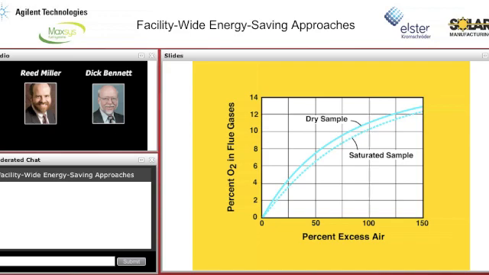Then in the lower curve, you have a saturated sample, and this would be the curve that you would use if you have a so-called in situ oxygen analyzer, where the analyzer is stuck right in the stack and samples flue gases as they go by and provides you with a direct readout.